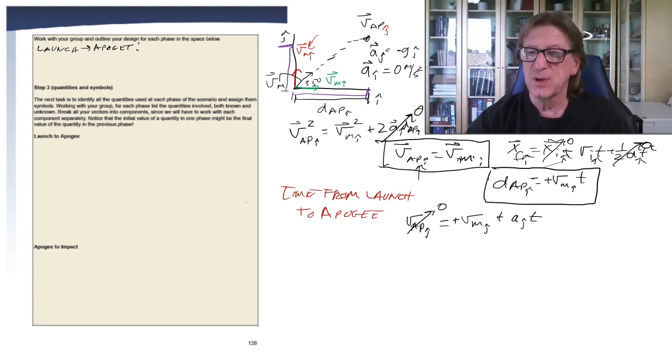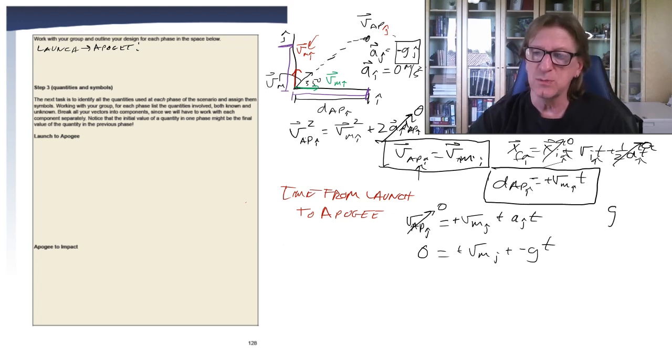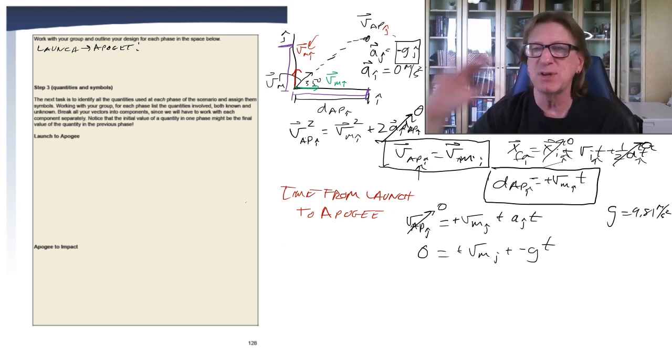So this is going to be plus a in the j hat direction times t. Well, a in the j hat direction, we've already decided, is going to be minus g. So let's copy that then. We've got 0 is positive Vmj, and then plus a negative g t. Remember that my g is a scalar magnitude, so g is equal to 9.81 meters per second squared. Not positive 9.81, not negative 9.81. It's a scalar. It doesn't have any concept of direction. I've taken care of my direction here with that minus sign.